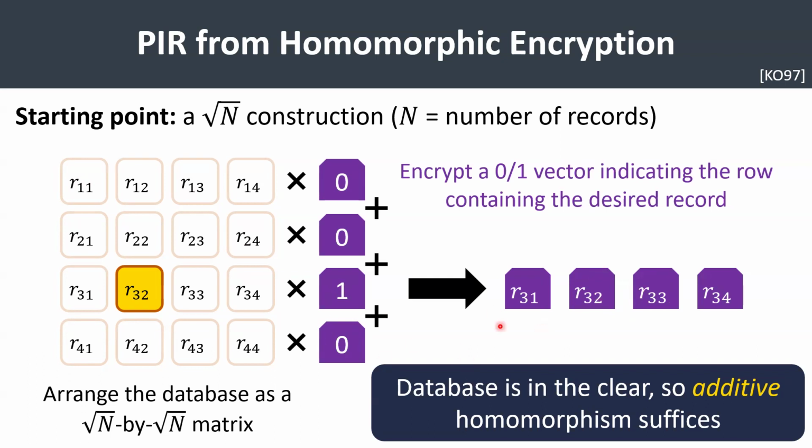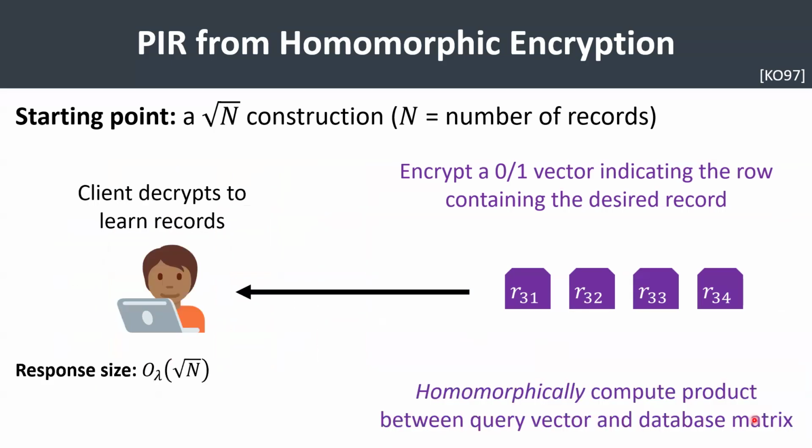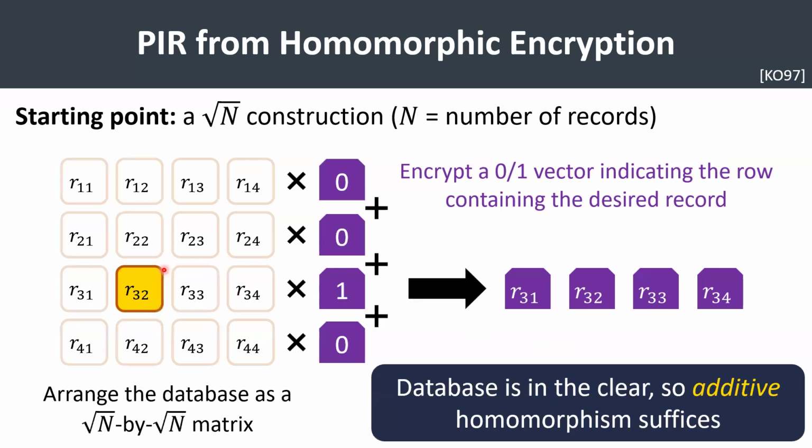Okay, so this is the basic blueprint. It goes all the way back to '97. And this is the blueprint that has been very successful in constructing private information retrieval using a homomorphic encryption scheme. Here, because the database is actually available in the clear, we only need additive homomorphism. So we actually don't need things like fully homomorphic encryption. Okay, so once we do this, we send back the response and the client decrypts. Notice that the total communication in this protocol is an encrypted query, which has size that scales with the square root of the database size.